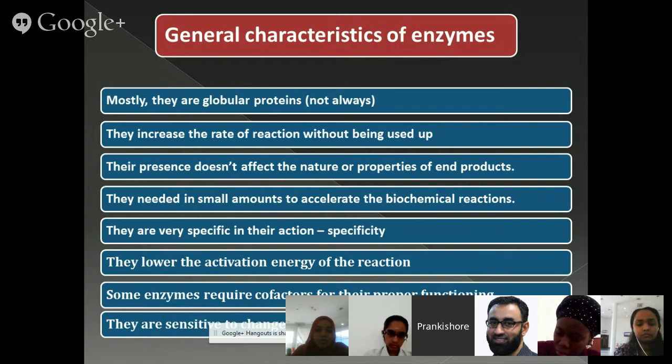And they lower the activation energy of the reaction. The reactions which don't need activation energy are spontaneous reactions. But certain reactions need to be activated by giving an energy called activation energy. Enzymes lower this activation energy. And some enzymes require cofactors for their proper functioning.